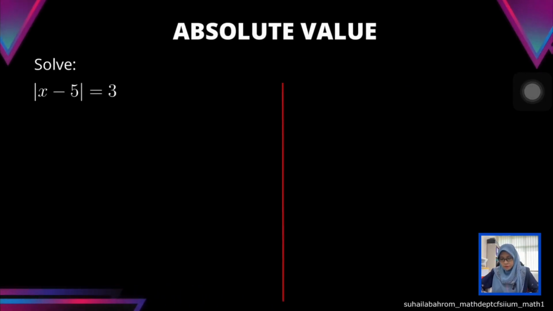Okay, now let's proceed with the next type of equation, which is absolute values. The first one, we have absolute values on only one side. Modulus of x minus 5 is equivalent to 3. So how do we solve this one? We have two solutions here.